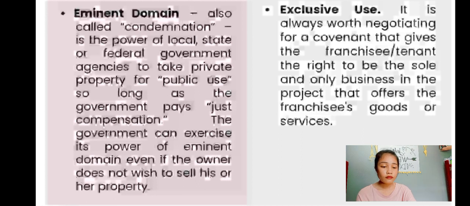So, also called condemnations is the power of local, state, or federal government agencies to take private property. So, muna to na pwede kwaon sa gobyerno ang private property nimo for public use. So long as the government pays just compensations, the government can exercise its power of eminent domain even if the owner does not wish to sell his or her property.